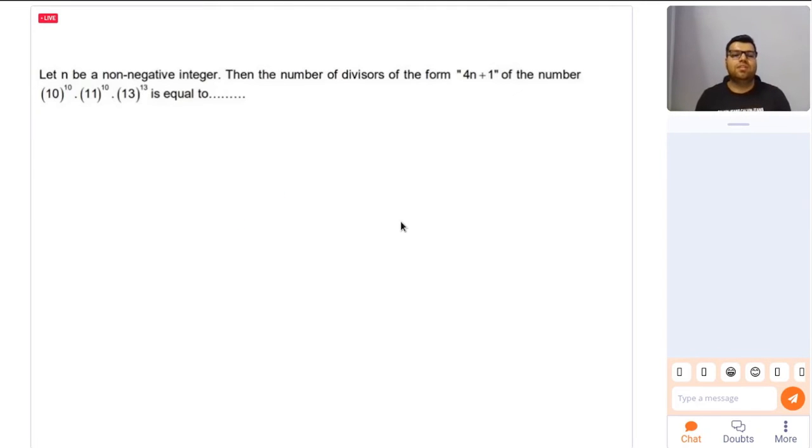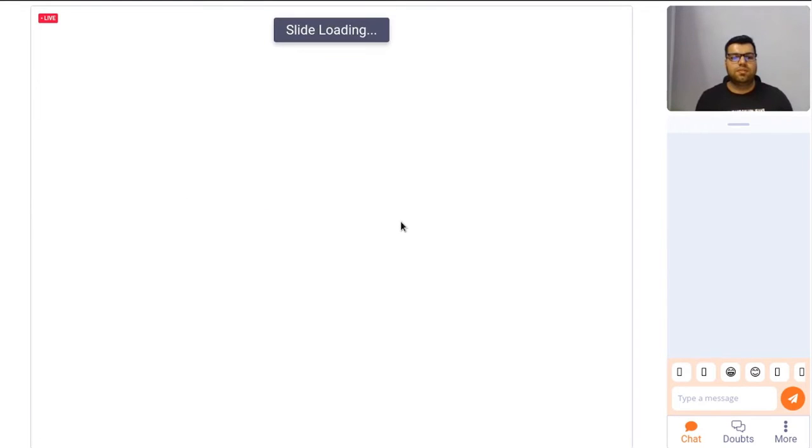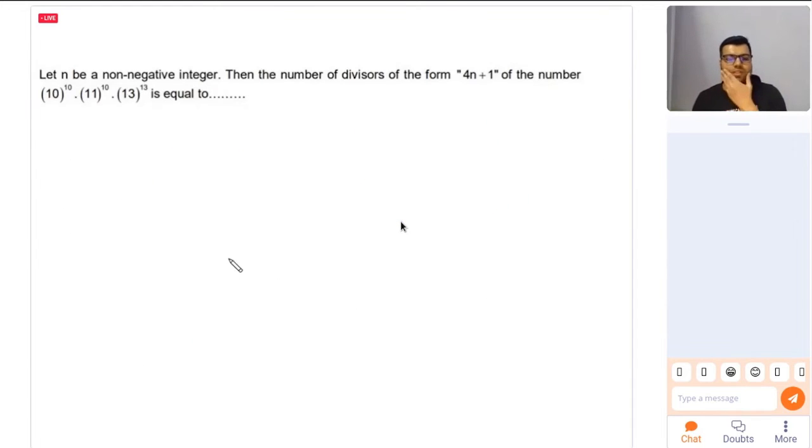Interesting question. This is a question in which we are using the concept of remainder, and it helps us to get the answer very quickly. Although it is PNC, remainder concepts help us to get the answer very quickly. So we have this number.